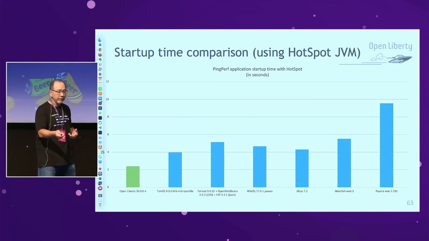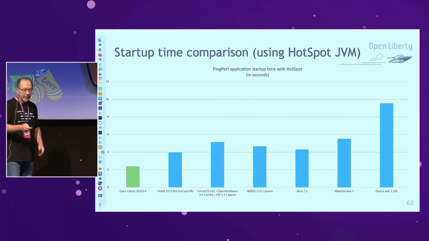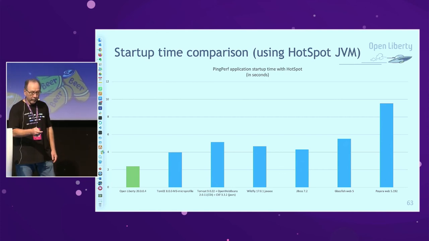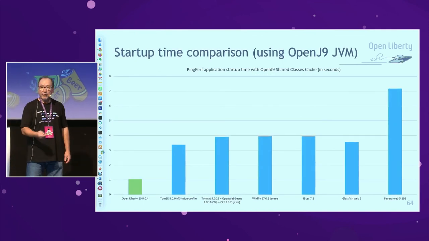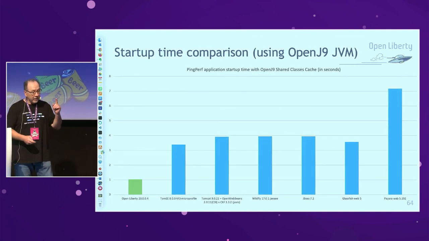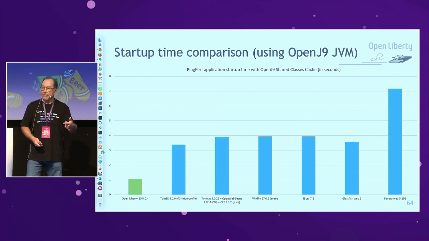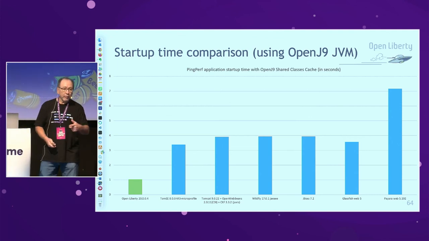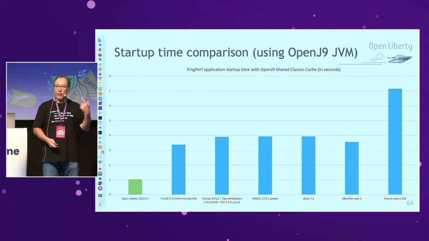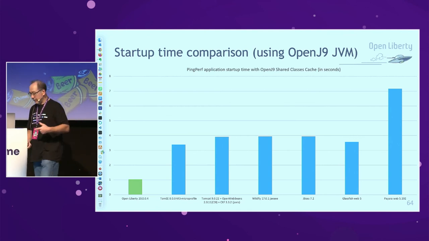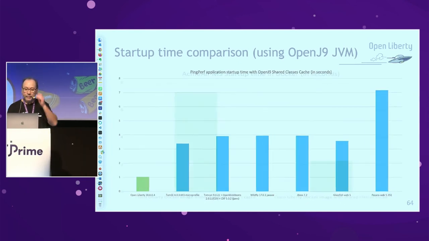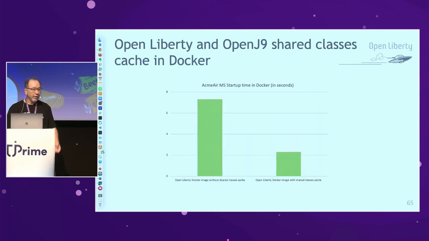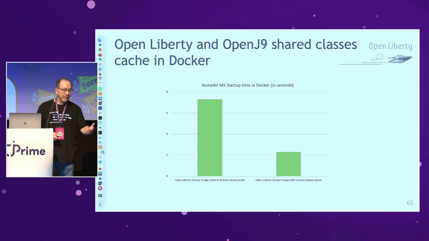You can see Open Liberty starts in 2 seconds, and we have some of the other bigger runtimes running. When we turn on the OpenJ9 shared class cache, Open Liberty's startup time is cut in half. But you'll also notice all the other runtimes are faster. So it can help with all the other runtimes, not just Open Liberty. And from a container perspective, it's a lot more efficient.